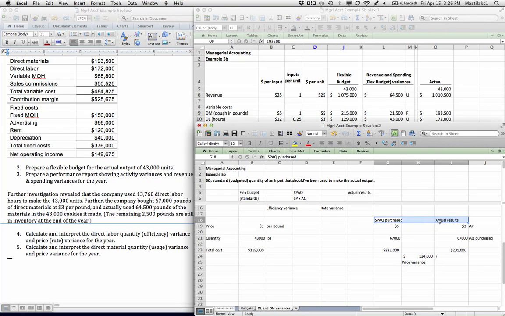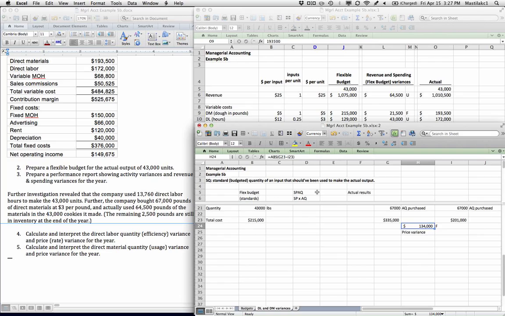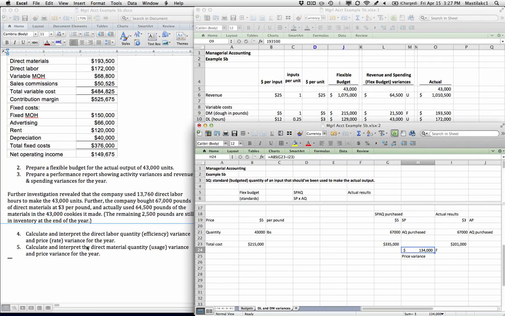And again, because a price variance is for purchasing, we want to compare our standard price to the actual quantity purchased. What this does is it allows us to compare the $3 price we got with the $5 price we should have gotten. We can say, hey, purchasing manager, you got a very low price on the amount that you purchased.